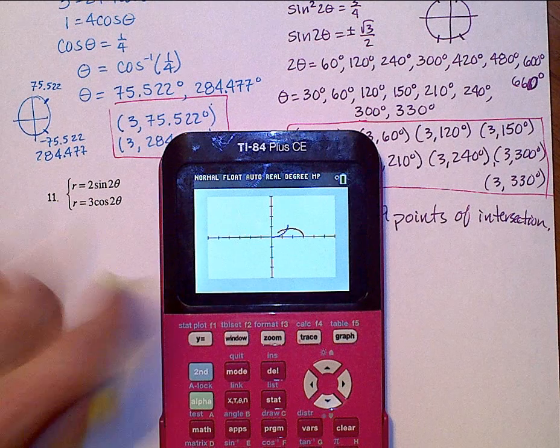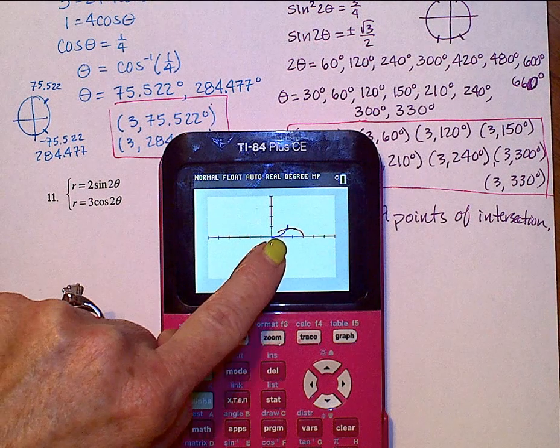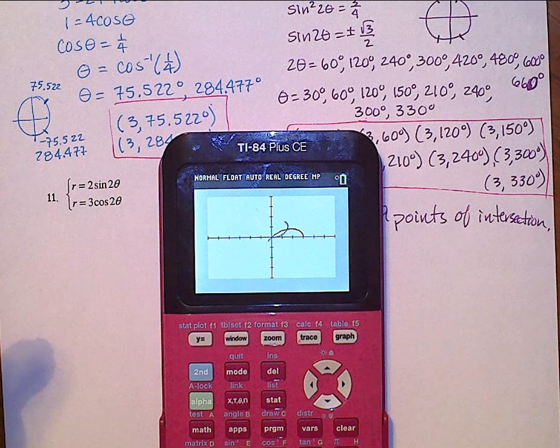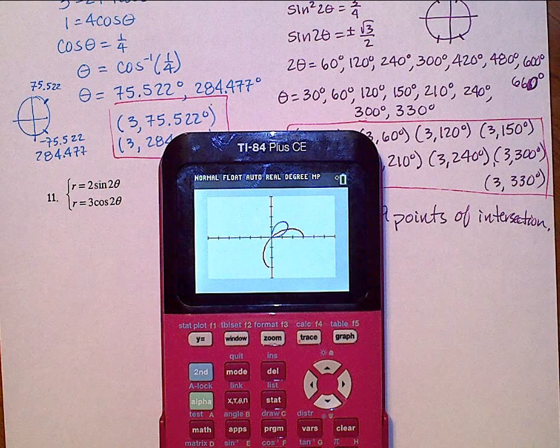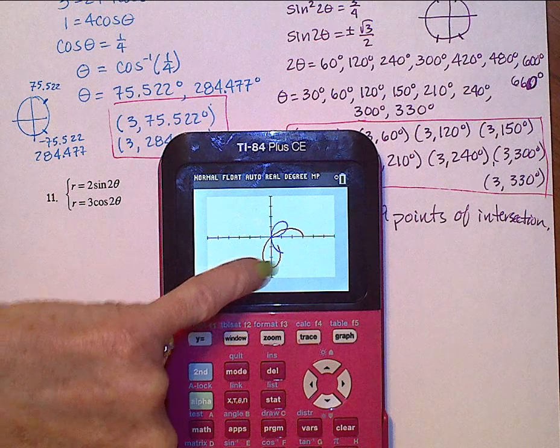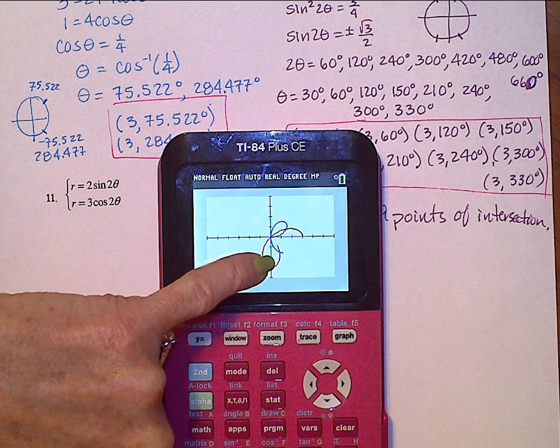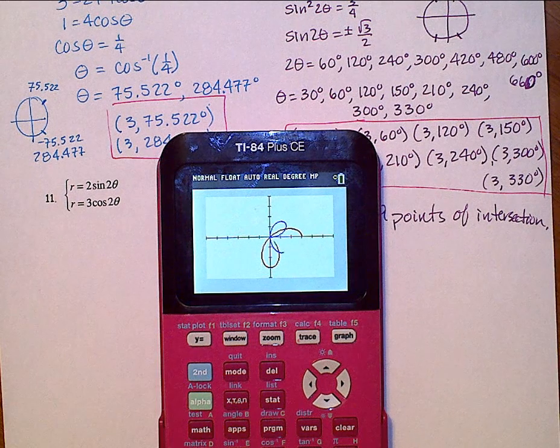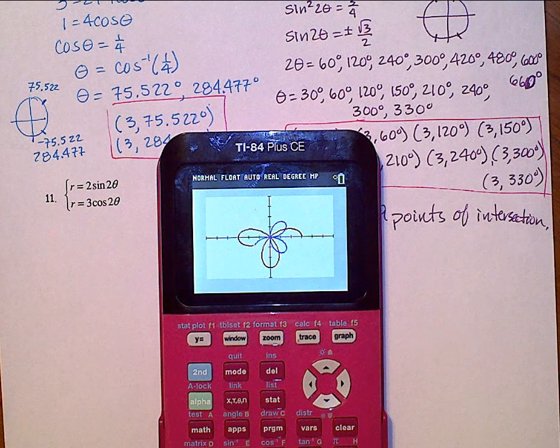So right there we see 1 point of intersection. And we're looking for the blue and the red on mine to cross. All right, there was a second point of intersection right there. They crossed each other at the same time. Right there is another point of intersection, so there's the third one.